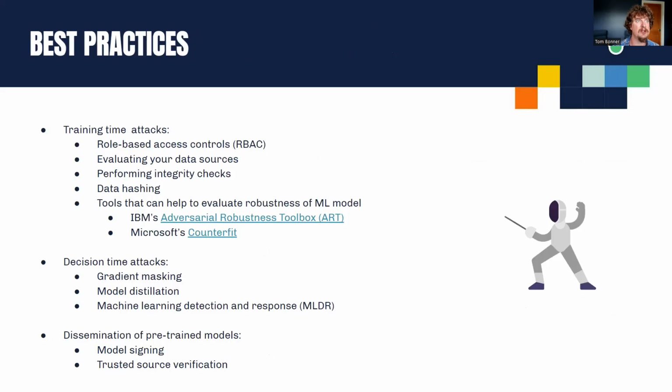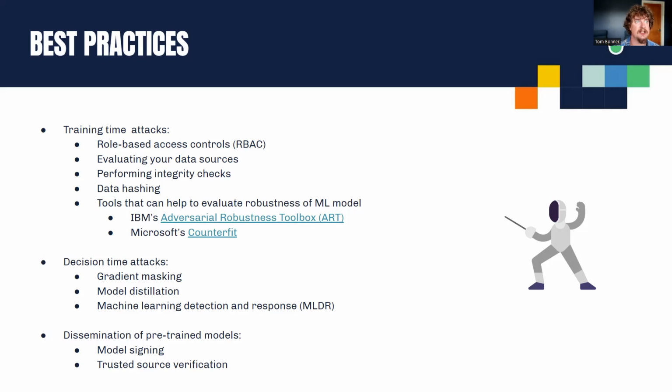Before we leave you, we want to impart some best practices that can be employed in order to reduce the likelihood of an adversarial attack, even going as far to alert the appropriate teams if an attack is detected. In the case of training time and data poisoning attacks, role-based access controls are helpful to ensure only the appropriate people have access to sensitive information and training data. Evaluation of data sources to ensure they haven't been poisoned. Integrity checks to ensure data has not been corrupted or tampered with.